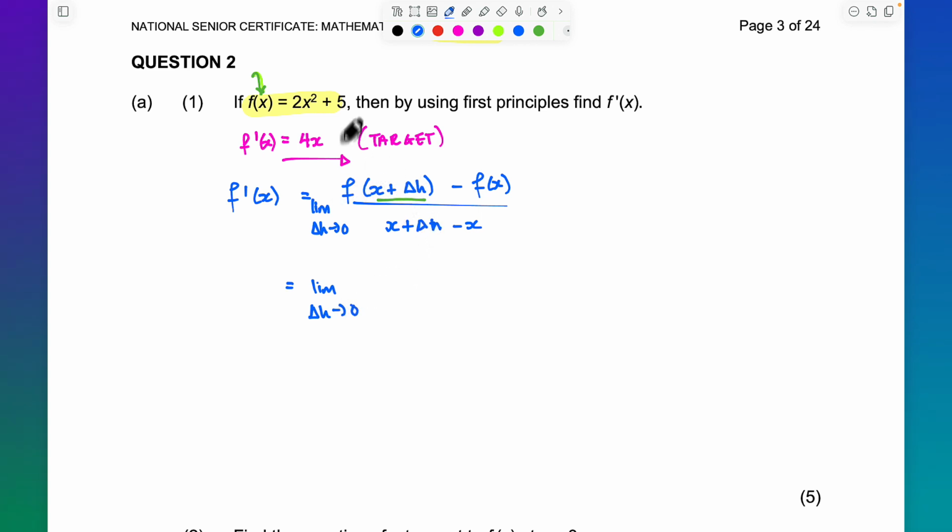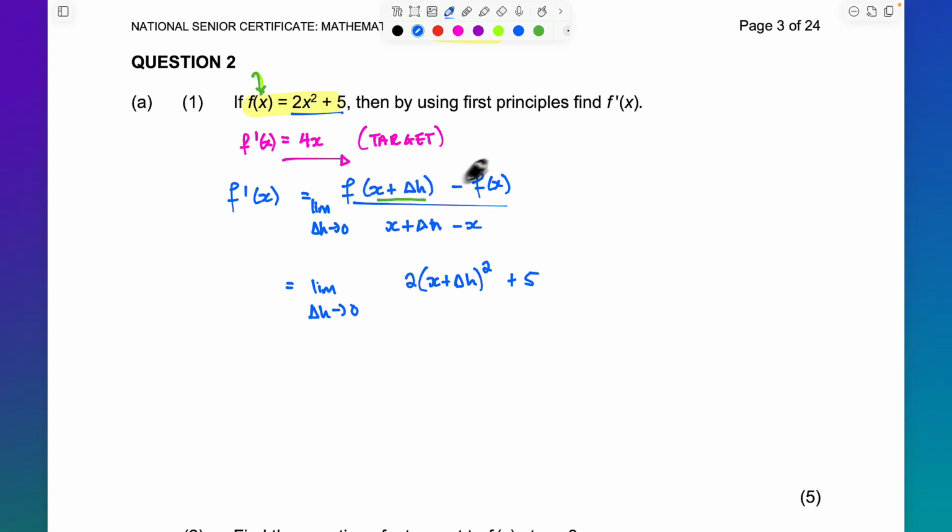For this, we're going to take this function, but instead of having x, whenever you see an x, replace it with x plus delta h. So this is going to be 2 multiplied by x squared. But remember, instead of x squared, you have x plus delta h squared. And remember, you have to account for x plus delta h as one thing, so we always put it in brackets. So that's going to be x plus delta h all squared and then plus 5. So that's your f of x plus delta h.